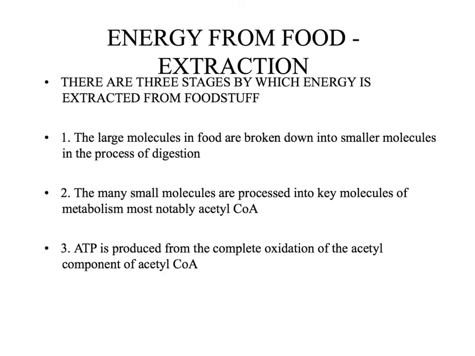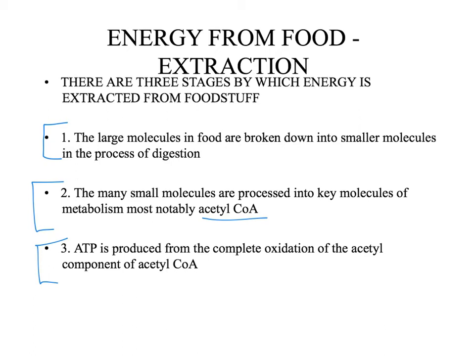Now, when we're talking about extracting energy from food, there are 3 stages by which energy is extracted from foodstuff. We have the large molecules in food being broken down into smaller molecules through digestion. Small molecules are processed into key molecules of metabolism, such as acetyl-CoA. And then ATP is produced from the complete oxidation of the acetyl component of acetyl-CoA.